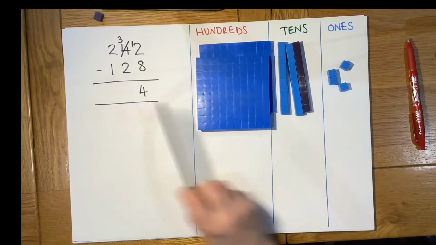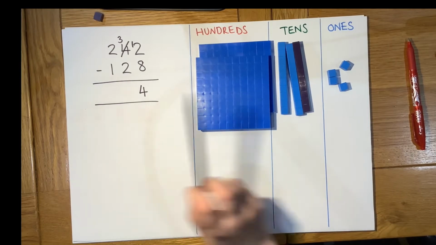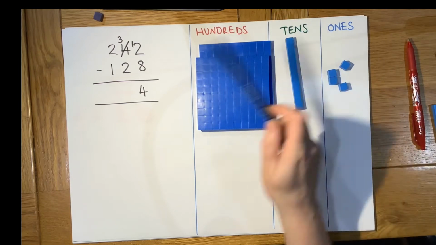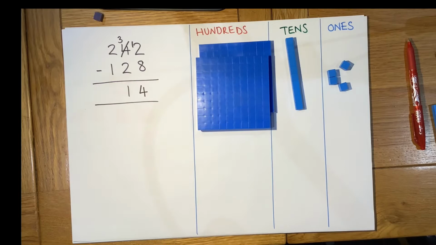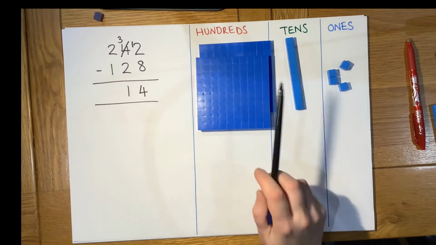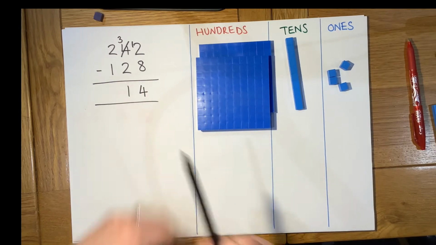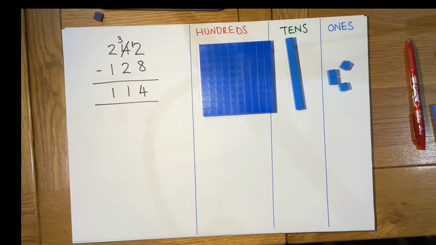I've got 3 tens here. I need to take away 2. Now, I can do that. I've got 3, I take away 2, leaving me with 1. 3, take away 2 is 1. That was nice and straightforward. Now I'm going to do hundreds. I've got 2 hundreds, I need to take away 100. That will leave me with 100. So the answer is 114, okay?